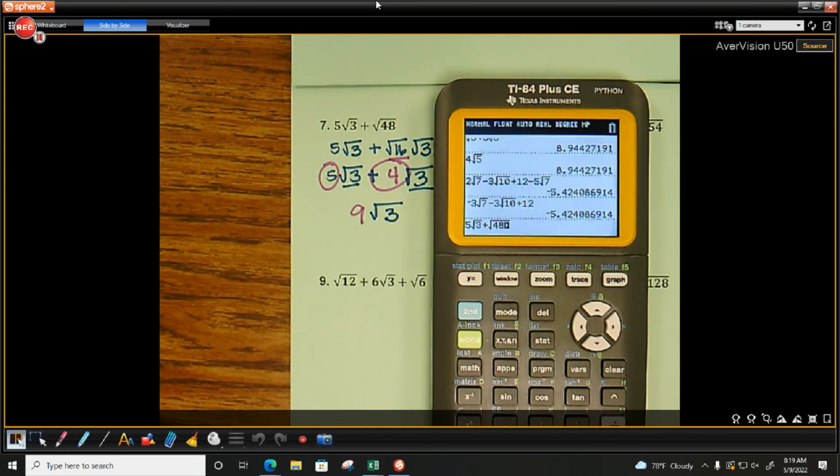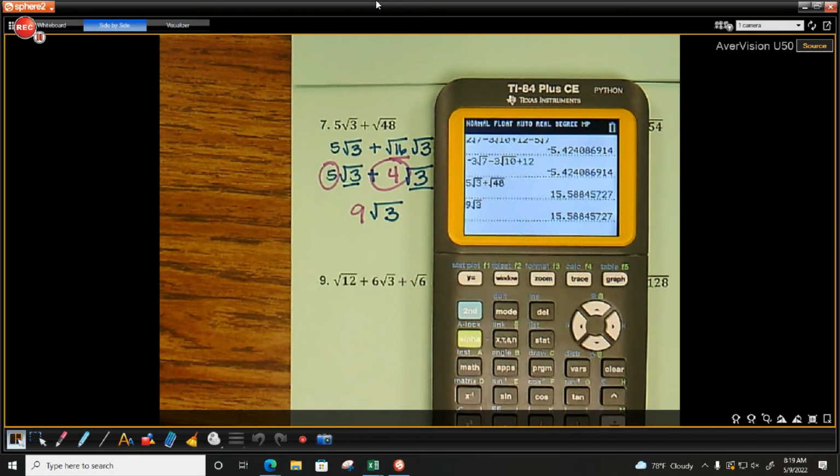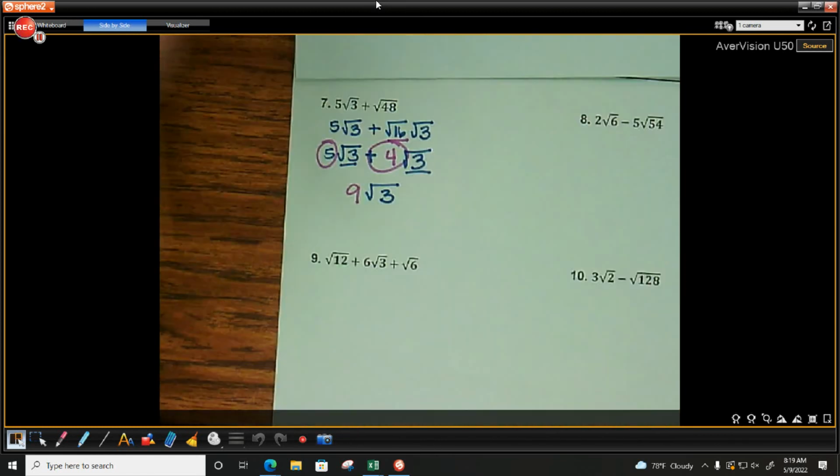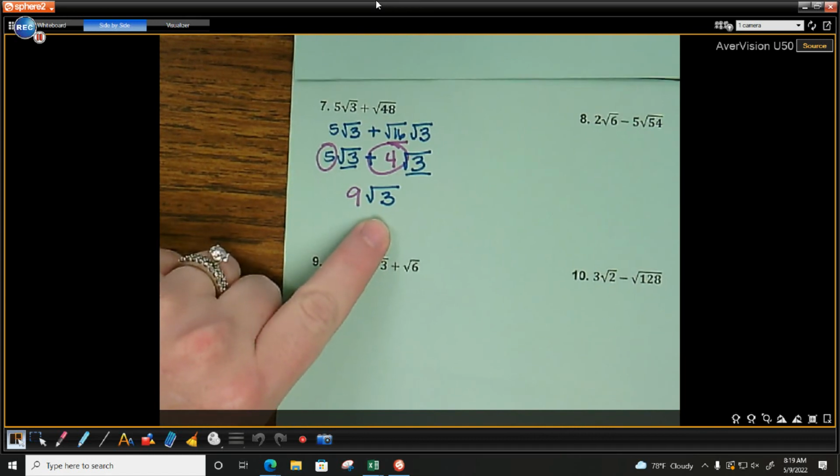And then 9 square root 3. And my decimals match, so we are correct. Good? Also, when you get your answer, make sure the number under the radical is what kind of number? Well, it won't always be prime, but it won't be divisible by a perfect square. Okay?